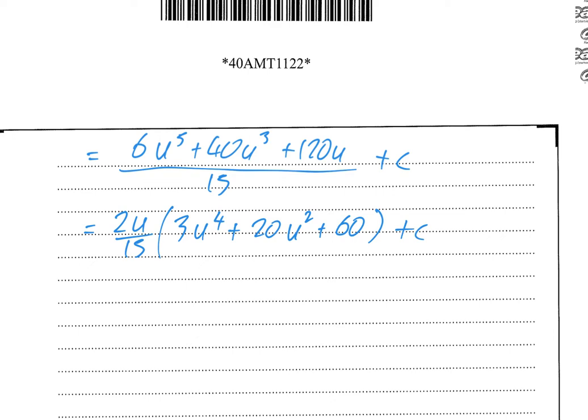And now is the time then to start putting things back in terms of x. Remember, u squared was equal to x minus 2. That means u to the power 4 would be equal to x minus 2 squared, and also u would be equal to the square root of x minus 2, or x minus 2 to the power of 1/2. So that's what we're going to put in now to hopefully tidy this up a wee bit.